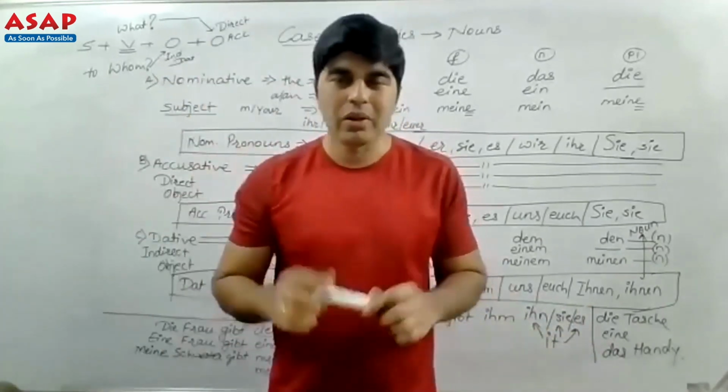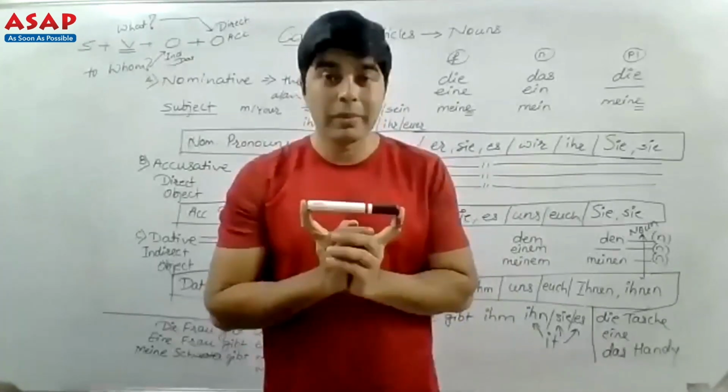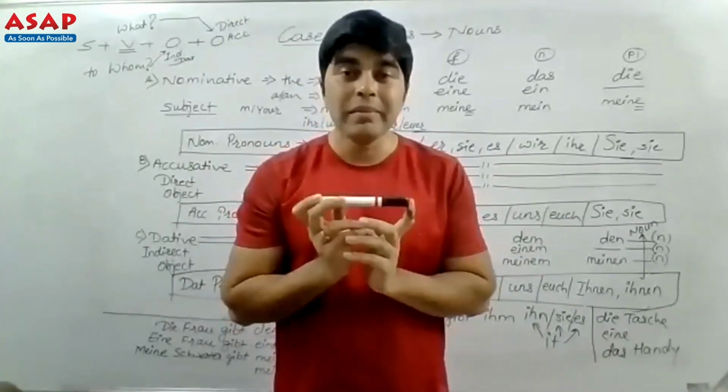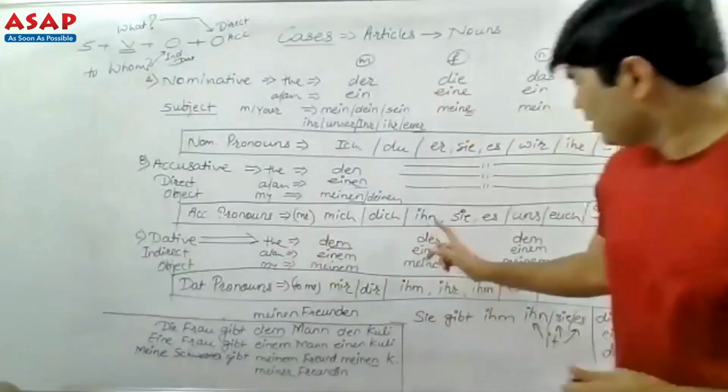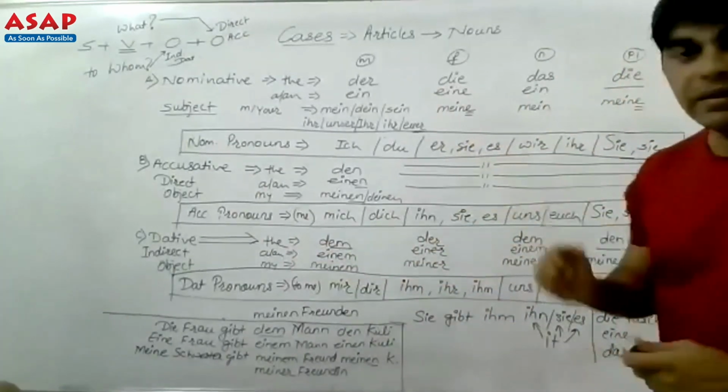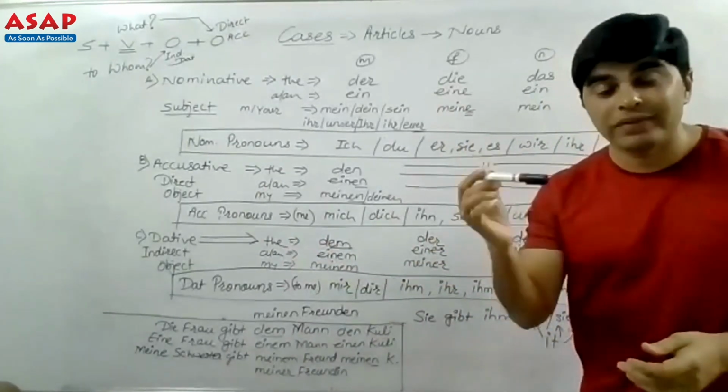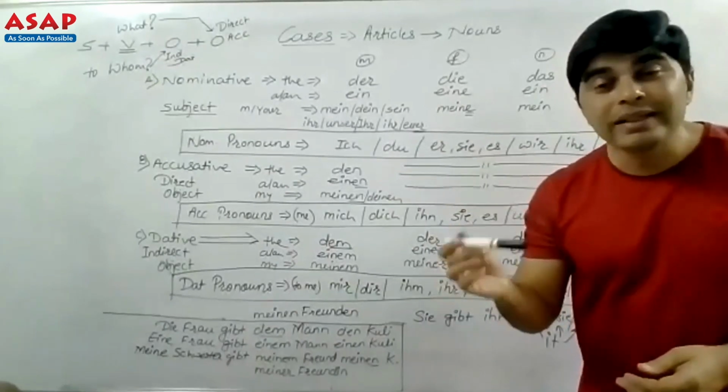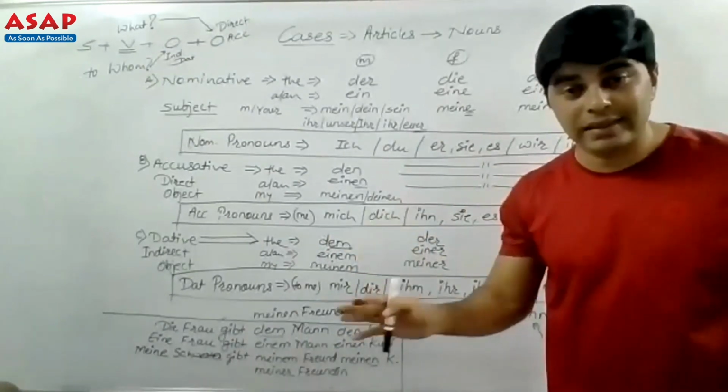So in short, whenever you want to say "it" in German, you will be using ihn, sie, or es depending on the gender of that object. You will not literally translate it as es, that's it.